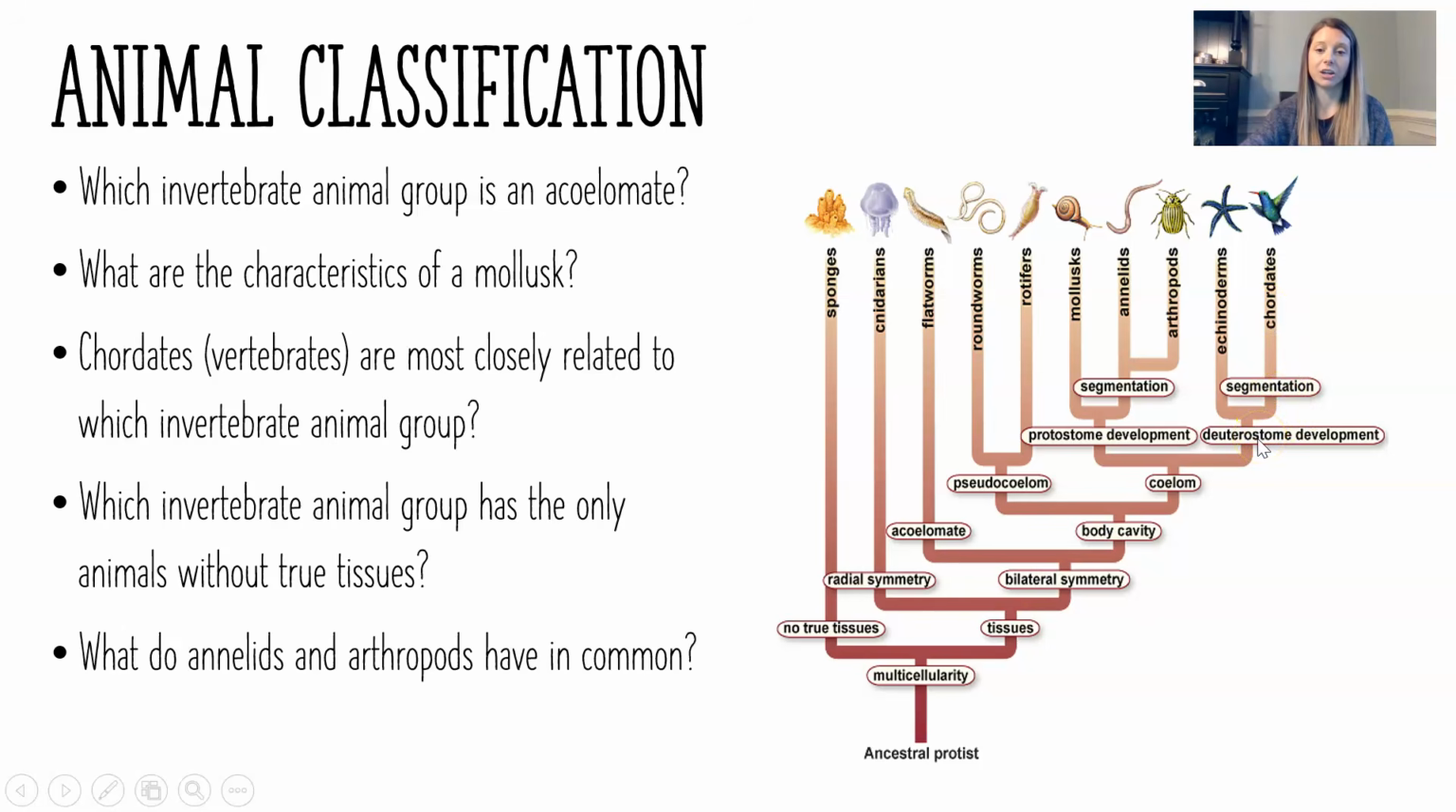Okay, so what I want you to do right now is attempt to answer these questions using the chart that is on this slide. Which invertebrate animal group is an acoelomate? What are the characteristics of a mollusk? Chordates or vertebrates are most closely related to which invertebrate animal group, which is the answer I just gave you? Which invertebrate animal group are the only animals without true tissues? And what do annelids and arthropods have in common? See if you can answer those questions.